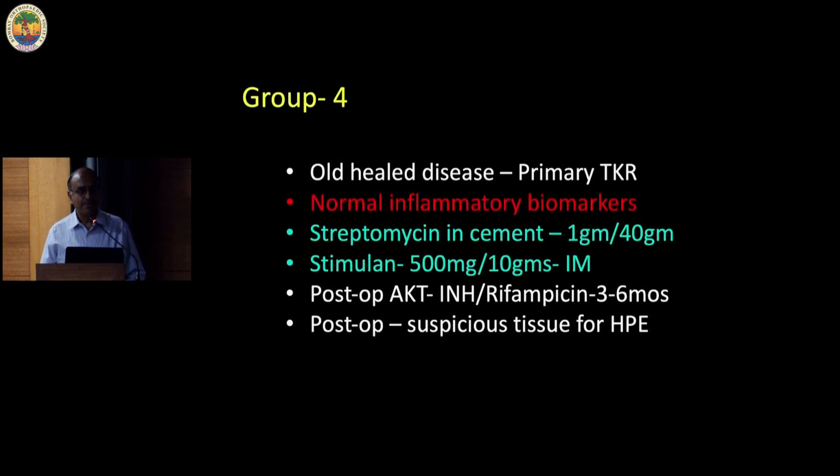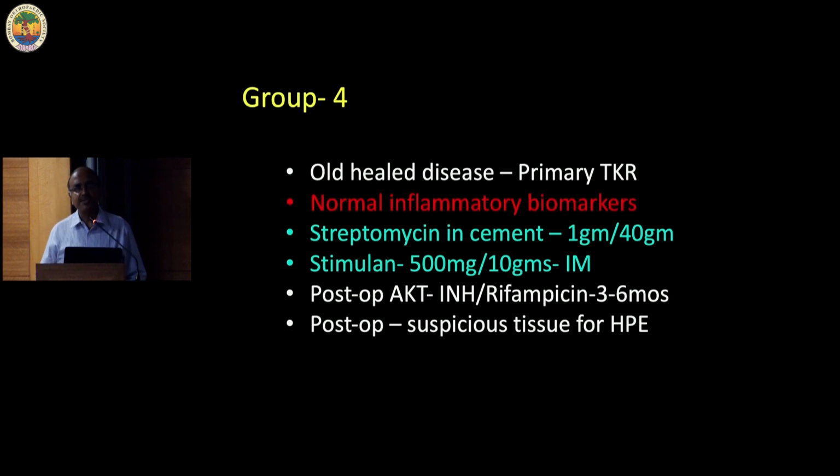You know, the primary total knee arthroplasty, it's an old healed disease when there's a past history of tuberculosis where the patient has already been treated. So you have to just look at whether the inflammatory biomarkers are normal. In those kinds of patients, again you add streptomycin and stimulant, and post-operatively these patients have to be put on at least 2 drugs, INH and rifampicin, for about 3 to 6 months.